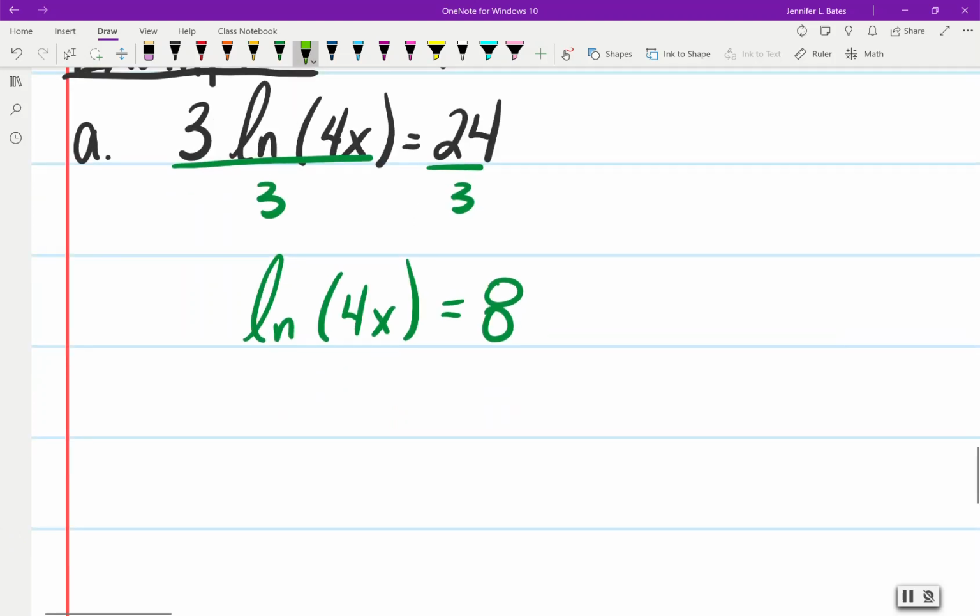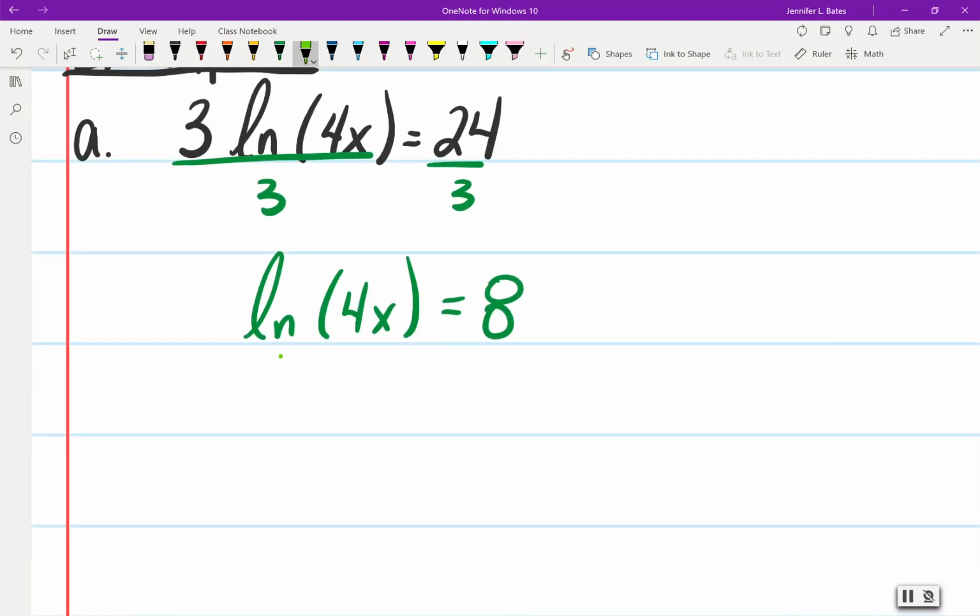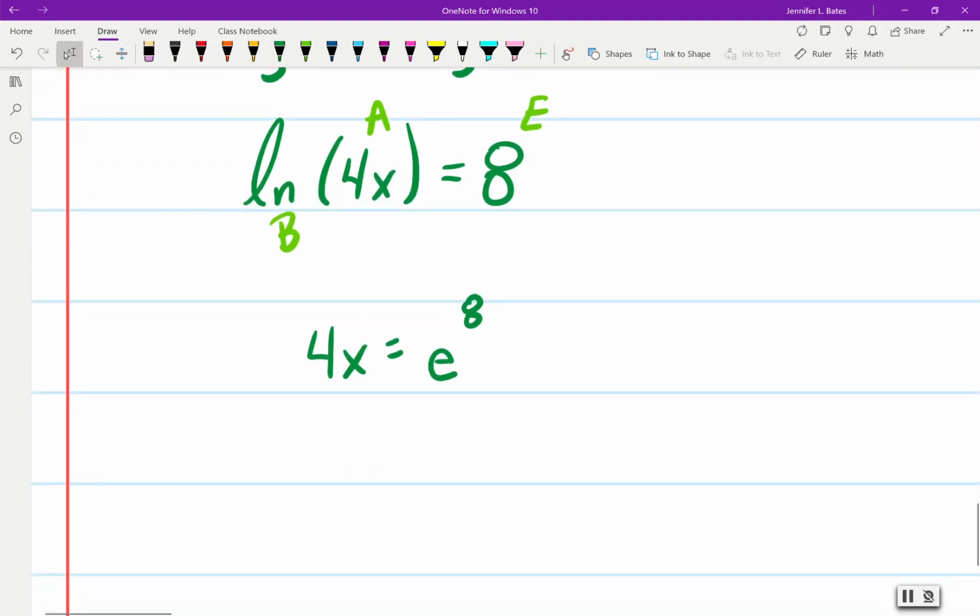So I'm thinking, okay, logs are B, A, E. What's the base on a natural log? E. So I know I have a base raised to an exponent equal to an answer. All right, so is the x trapped anymore? No, x is not trapped. It's still not by itself, but it's not trapped. So let's divide both sides by 4. And we've got e to the 8th over 4.